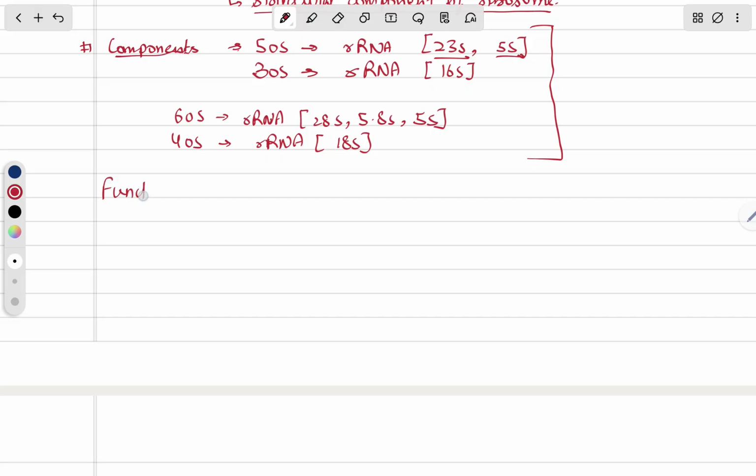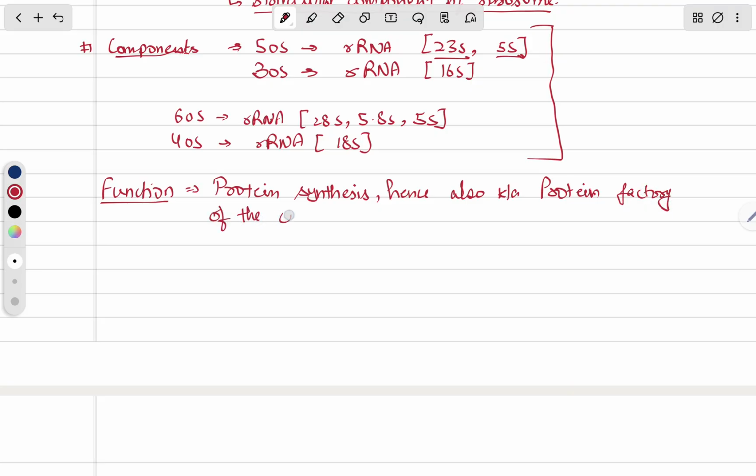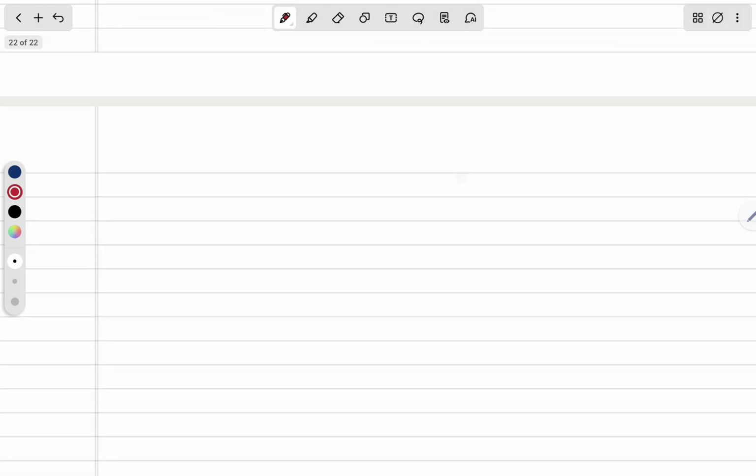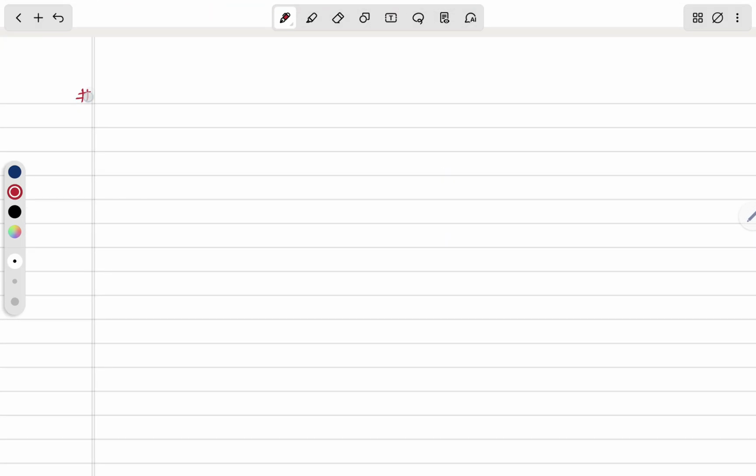One important function of ribosome is very, very important. Ribosomes are involved in protein synthesis, right? Hence also known as the protein factory of the cell, right? So that is all about ribosome, which is a non-membrane bound organelle.